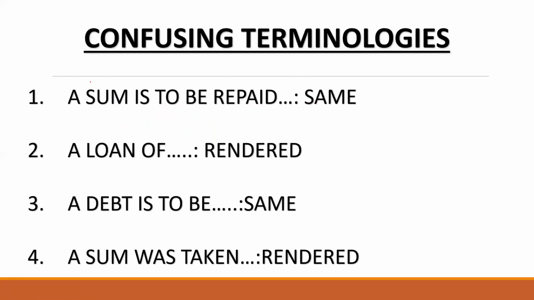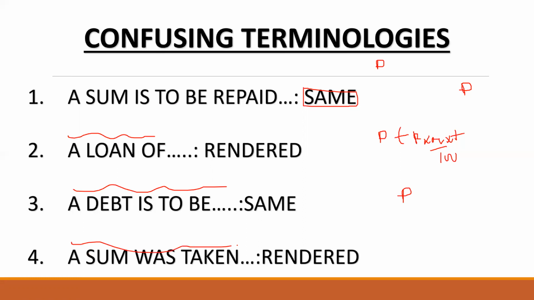See, if the question is like that, a sum is to be repaid, then this will be the same, means whatever is given as P, the same we will take. And say if the question is a loan of this much, then we will change that. Change means the first case, P into R into T upon 100. Now if the question is a debt is to be repaid, then the same again P. Now if the question is a sum was taken, then we will again write this one. The same will go for the CI too, but this value will be different, that I'll be telling later.